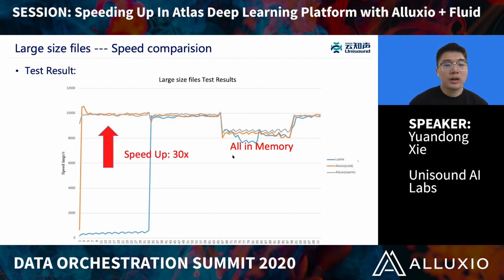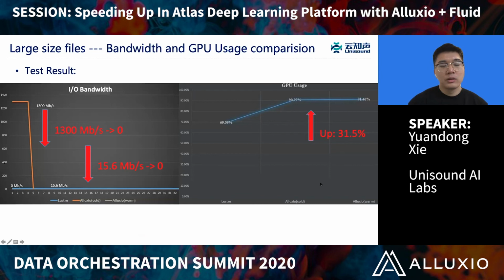Reading from the prewarmed Alluxio cache reduced bandwidth usage from 15.6 megabytes per second to 0, and increased GPU usage efficiency by 31.5% compared to directly reading from Lustre.